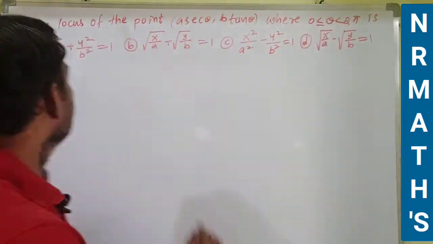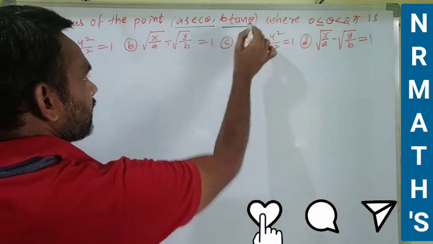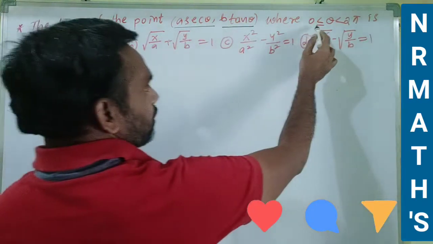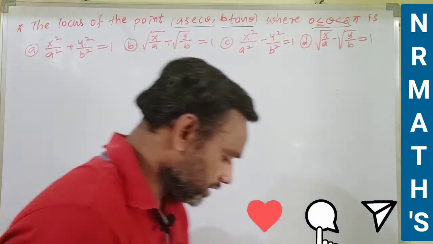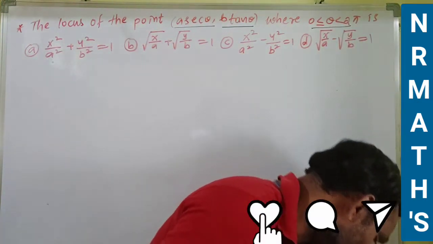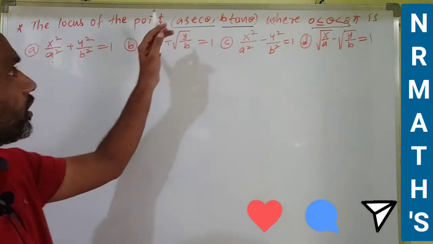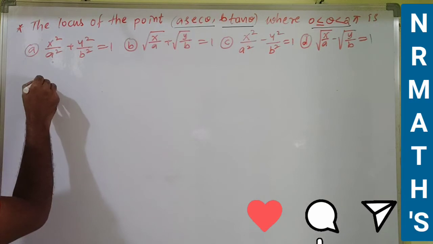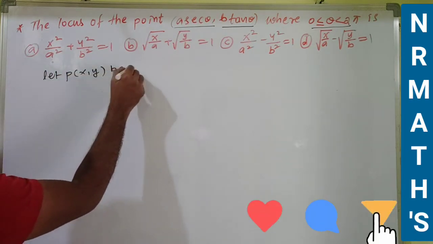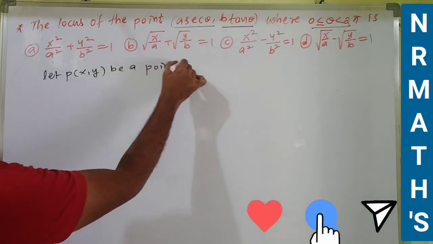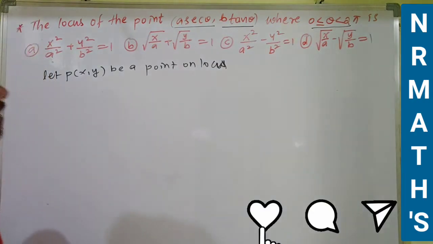Next one is the locus of the point (a sec theta, b tan theta), where 0 is less than or equal to theta, which is less than 2 pi. That means theta lies between 0 and 2 pi. Options are given, and find out the locus here. Now first, let P(x, y) be a point on the locus.